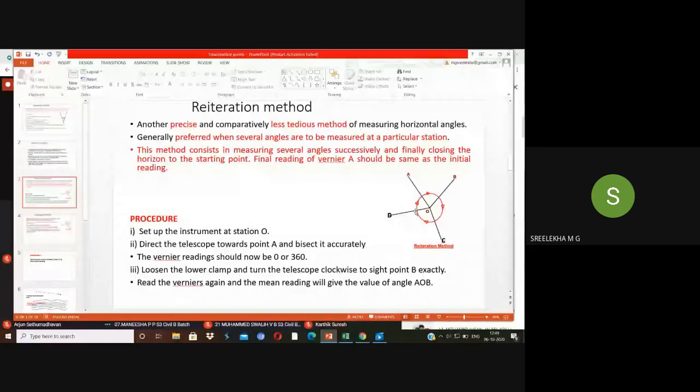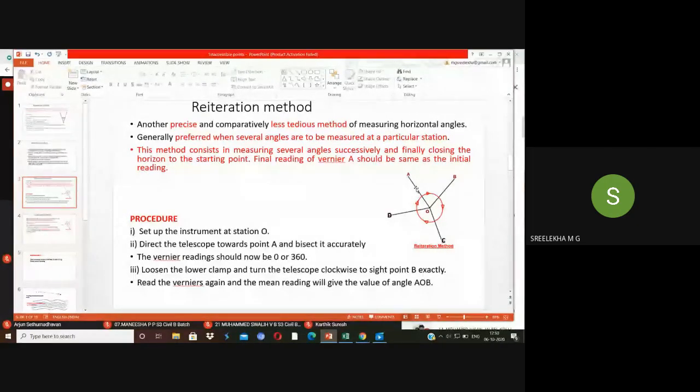Okay. And finally, you are reaching again the point A. So what should be the angle from 0 up to this? 360. 360 degrees. What is the problem for this? It should be 360 degree. Okay, thank you, Manisha. It should be 360 degree.